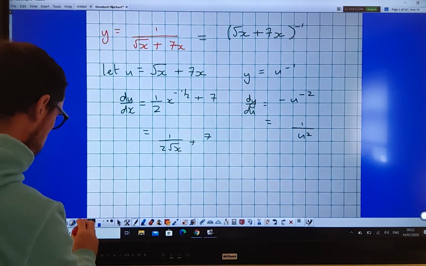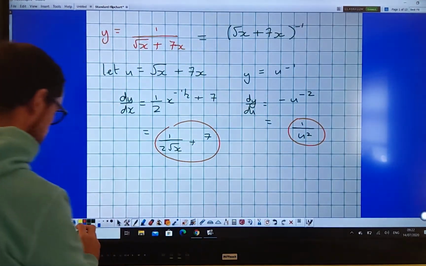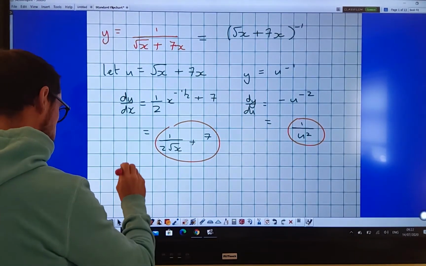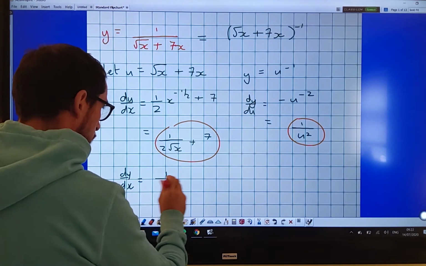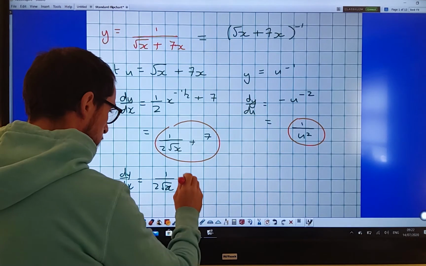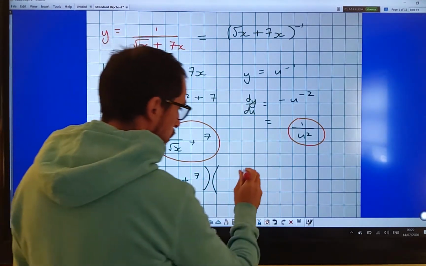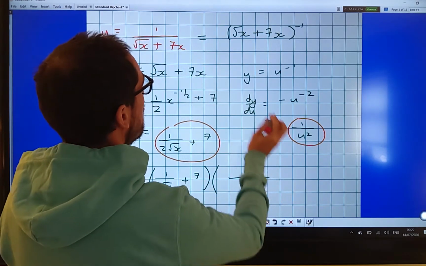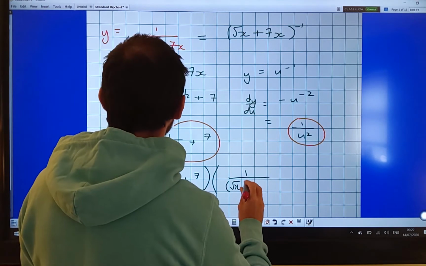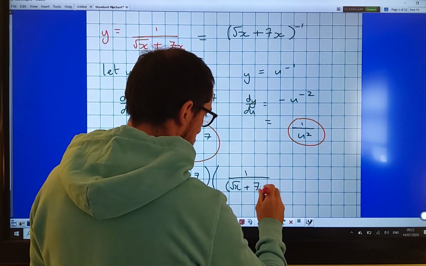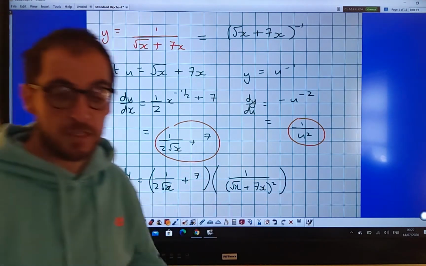So now, if I want to get dy dx, I'm going to multiply this by this. So dy dx will be equal to 1 all over 2 root x plus 7, and put a bracket around that, multiplied by 1 all over u squared, and we know that u is equal to the square root of x plus 7x, squared. And you can leave it like that, and that's it done.